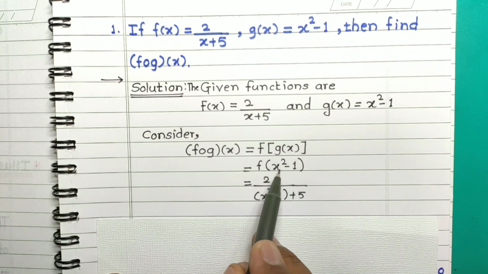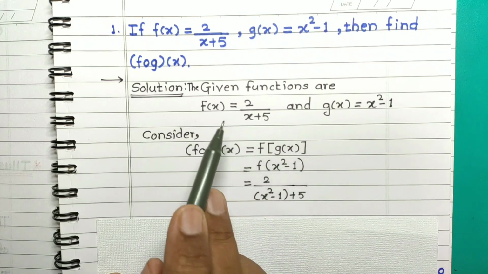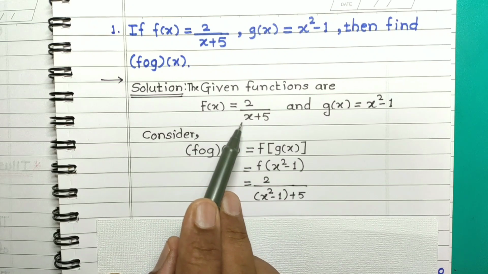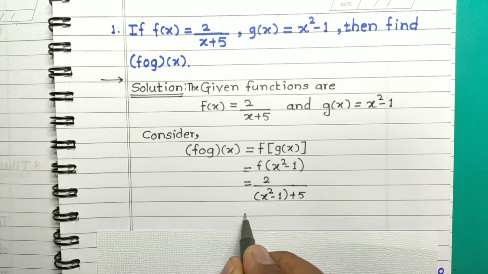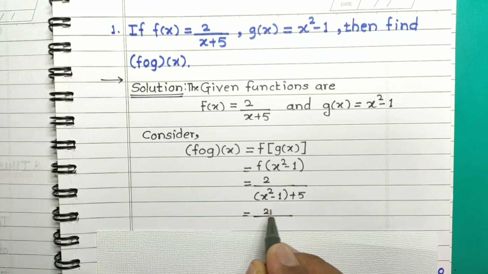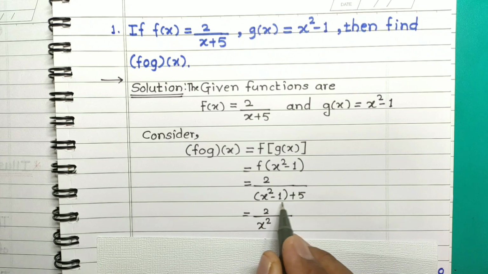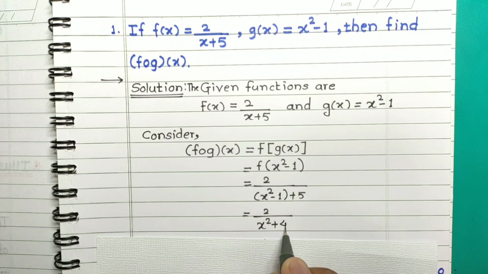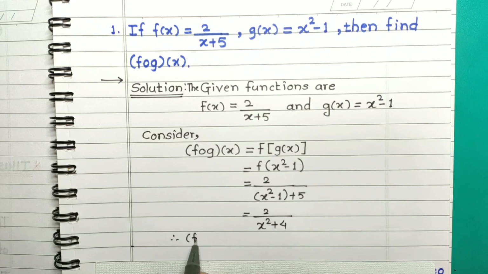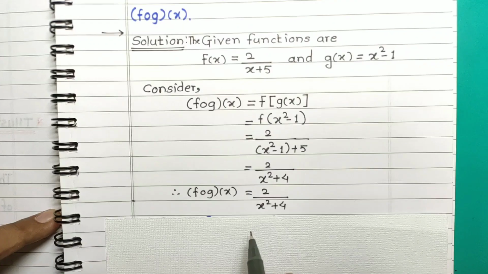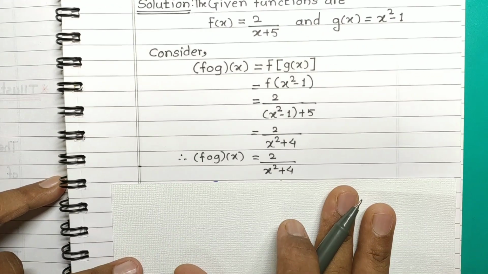So we have substituted x square minus 1 in the given function f of x at the place of x. So this will be 2 upon x square, and minus 1 plus 5 is plus 4. So this is the required composite function f of g of x. It is 2 upon x square plus 4. Okay, then let's go to next problem.